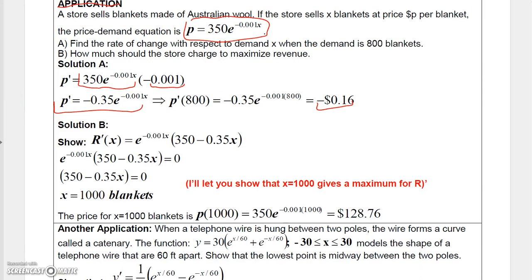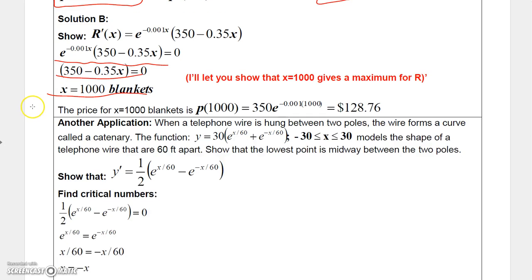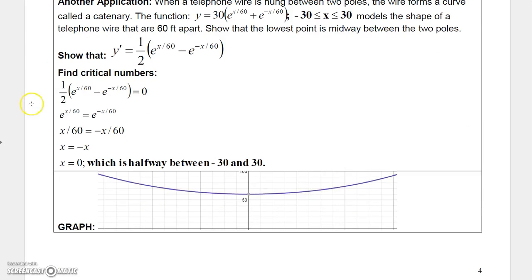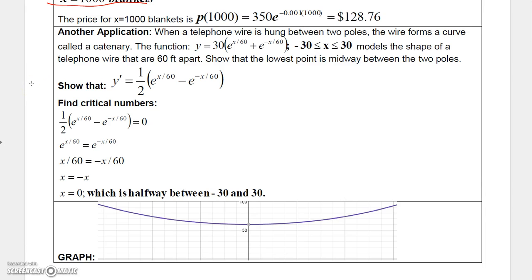And then the second one says that we want to maximize revenue. Well, revenue, remember, is x times p. So what I have to do is multiply that. So show that this is the derivative that you get for xp, and then set the derivative equal to 0 to get your answer. And then for the next problem, just freeze the video here and take a look.